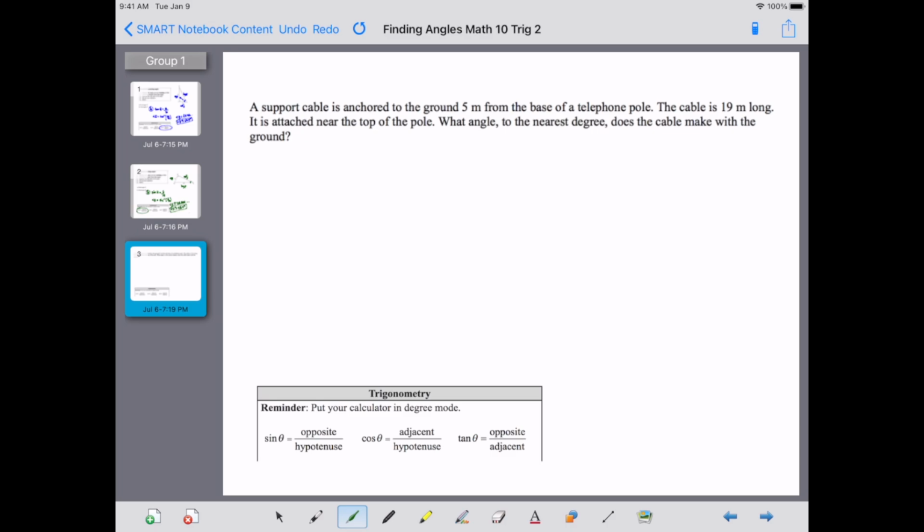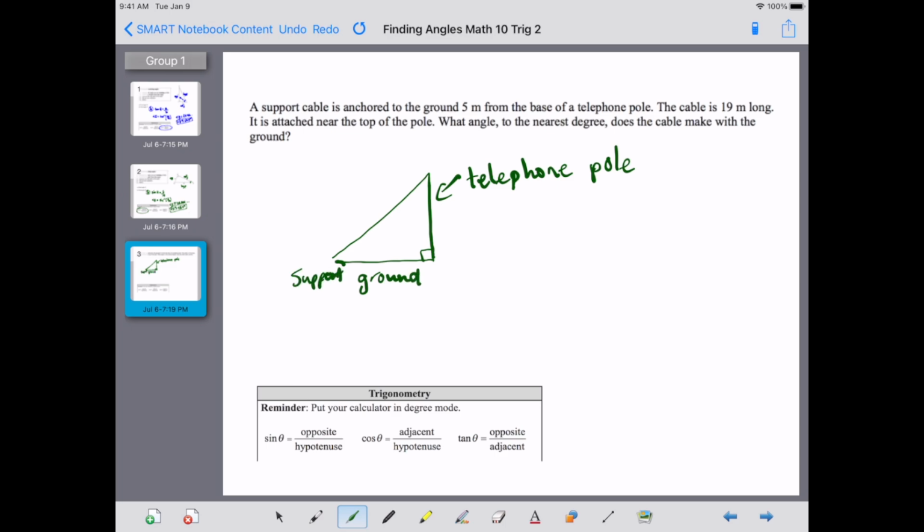So if we look at this, we have a support cable is anchored to the ground 5 meters from the base of a telephone pole. So here we have, this is the telephone pole. And then this is the ground here. And then this is where the support cable is anchored. So this is 5 meters. So the support cable is anchored to the ground 5 meters from the base of the telephone pole. So this is 5 meters. The cable is 19 meters long.